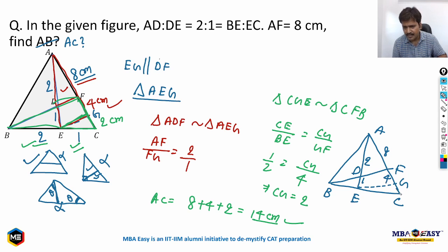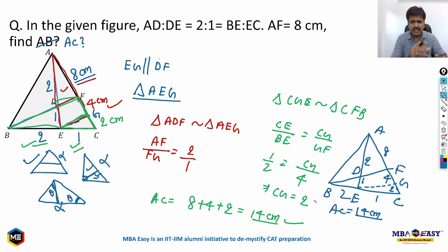Now similarly ये वाला ट्रायंगल CGE और CFB भी आपस में सिमिलर है, तो ये 1/2 है, तो इधर भी 1/2 होगा. और 1/2 कब होगा? जब CG 2 हो जाएगा. तो 2/4 1/2 और इधर भी 1/2, तो ये 2 हो गया. So 8 plus 4 12, 12 plus 2 14 centimeters is the value of AC.